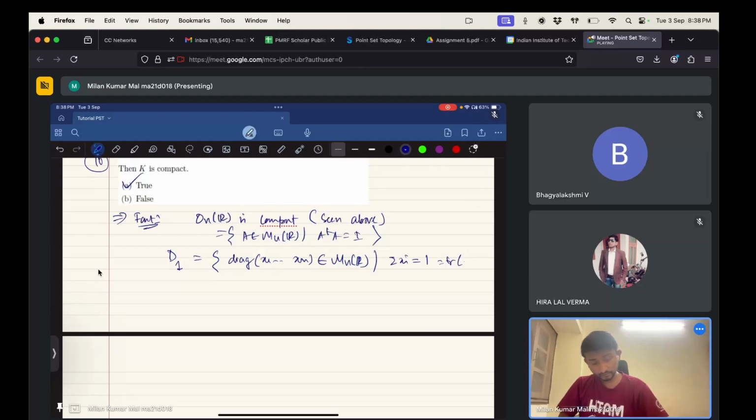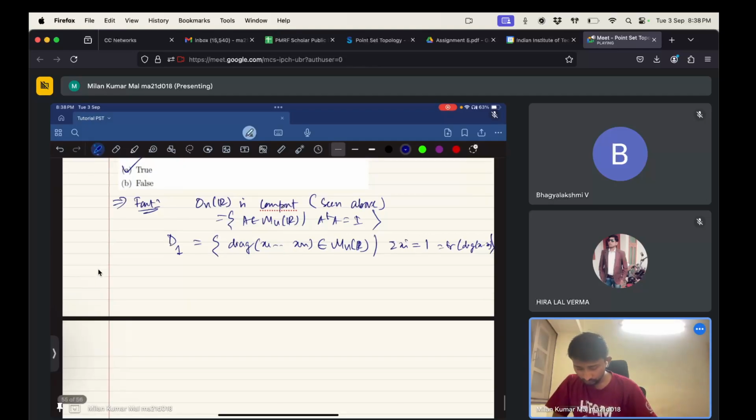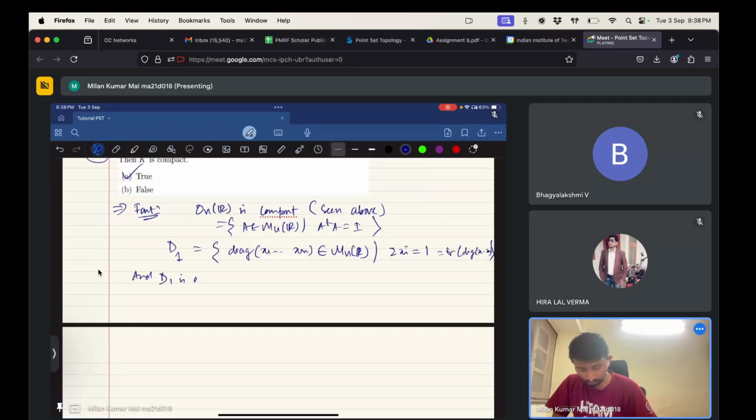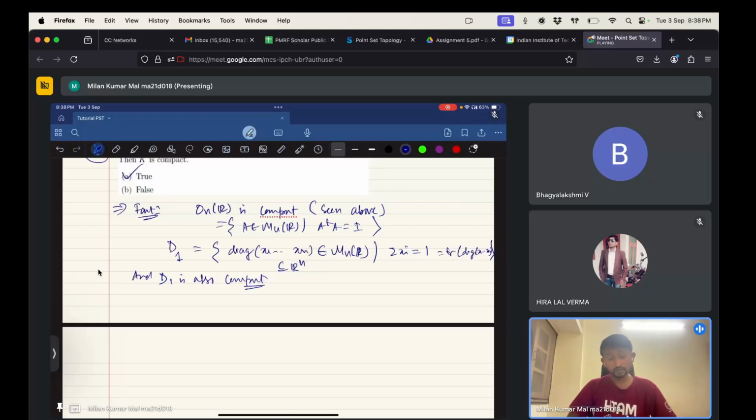Trace of diagonal x1, x2, x1. And D1 is also compact. Why is this compact? Because this is a subset of R to the power n. Clearly, only n elements are required, so this is a subset of R to the power n, and that is bounded. Why is this bounded? Because the summation of xi is less than or equal to 1, and that is closed also.